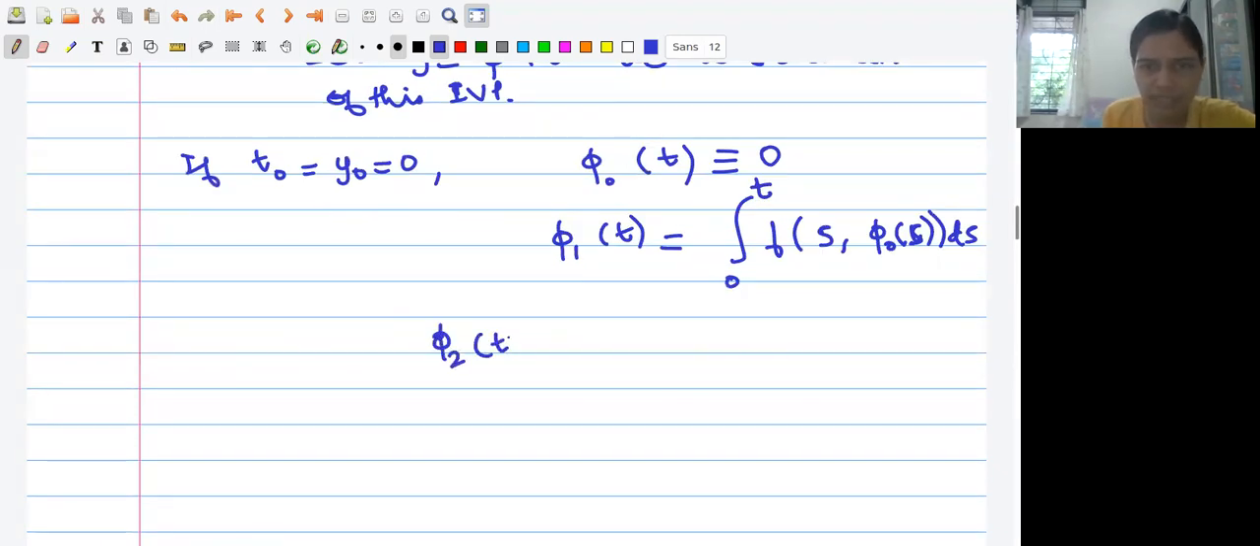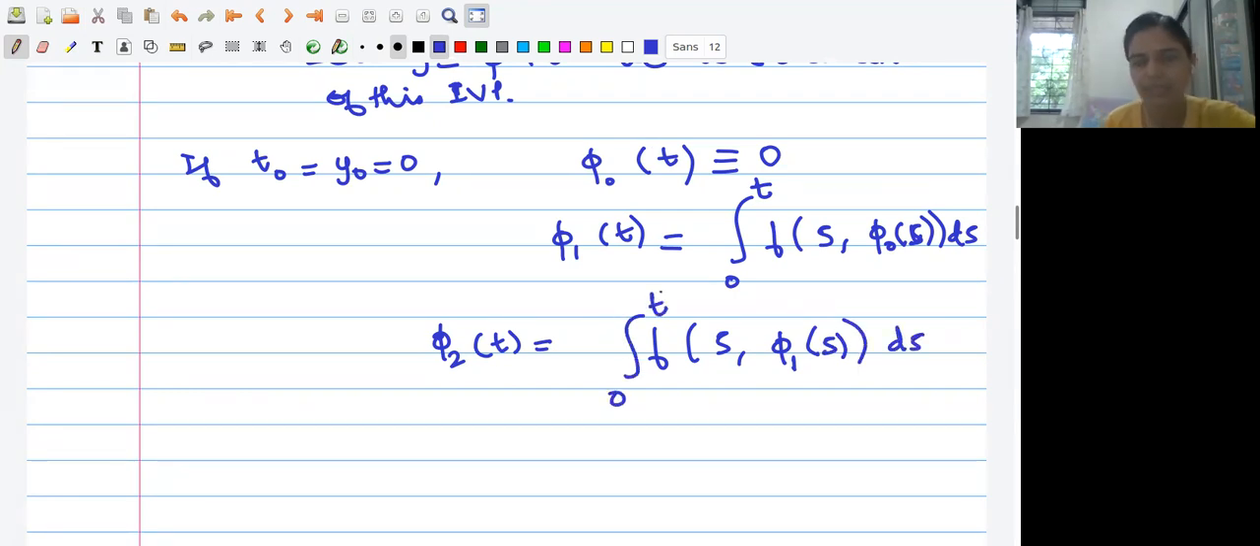Phi 1 of t; the next approximation is obtained by looking at the integral equation and plugging phi 1 into the integral equation, right? I'll be careful here. I would like to write s here. There's no t. S is the variable of integration, right? ds, integral to t, right? And you go on.